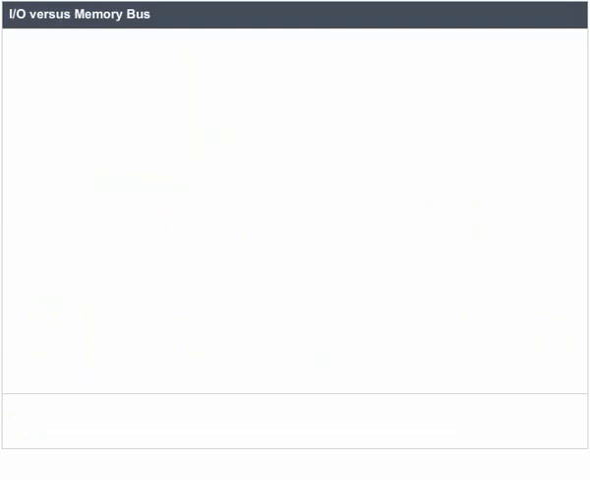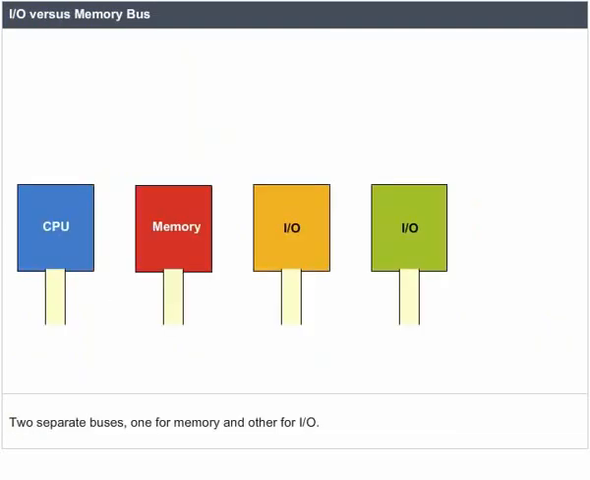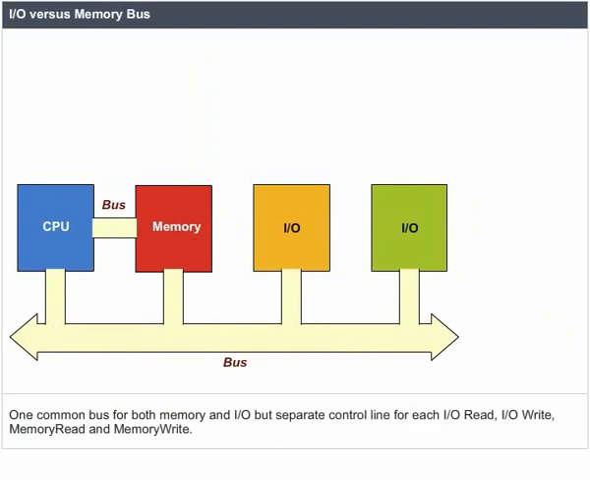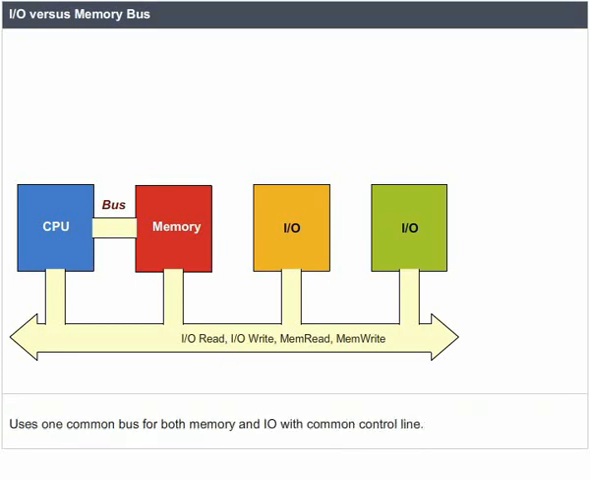Input-output versus memory bus. Two separate buses, one for memory and the other for input-output. One common bus for both memory and input-output, but separate control lines for each: input-output read, input-output write, memory read and memory write. Or, one common bus for both memory and input-output with common control lines.